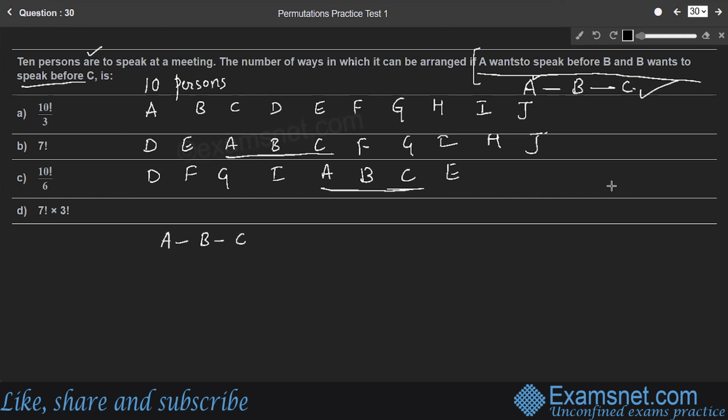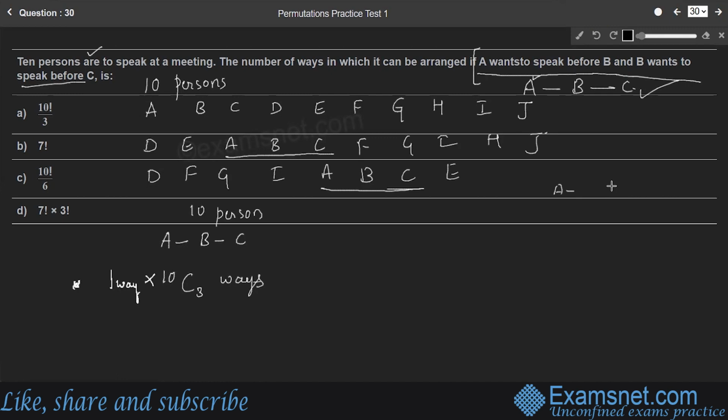So this arrangement can be done in 10C3 ways, right? Out of 10 persons, we have to select 3 persons, and we have to arrange their order, A, B, C, in 10C3 ways. And this arrangement, A comes before B and B comes before C, is possible only in one way. Therefore, it is 10C3 into one way.